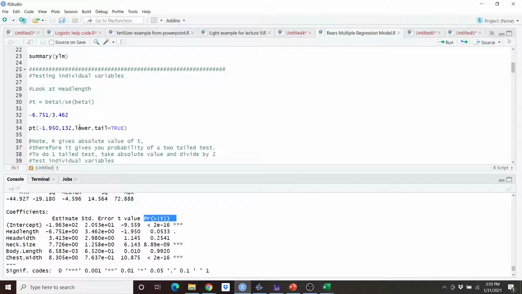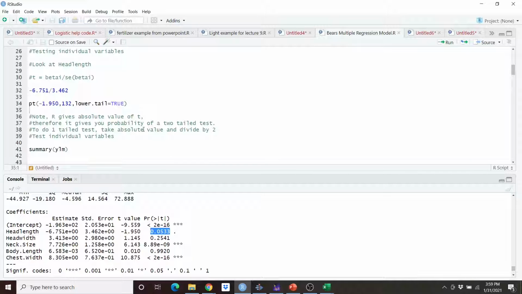Here, we've looked at the probability we're in the lower tail, so the probability we are less than negative 1.950. And so this is going to be half of the p-value that we observed in our summary statement. Therefore, R has given us the probability of a two-tailed test. To do a one-tailed test, take the absolute value, divide by 2.